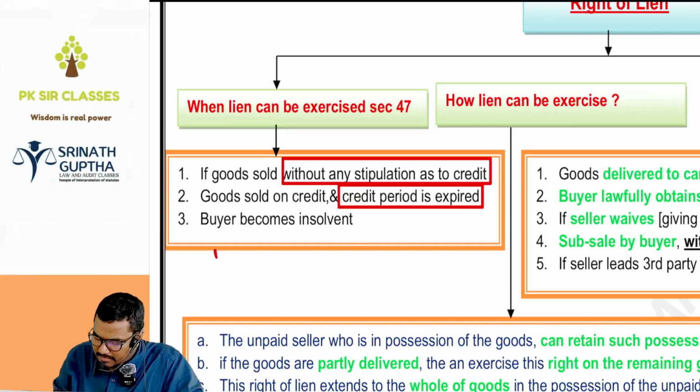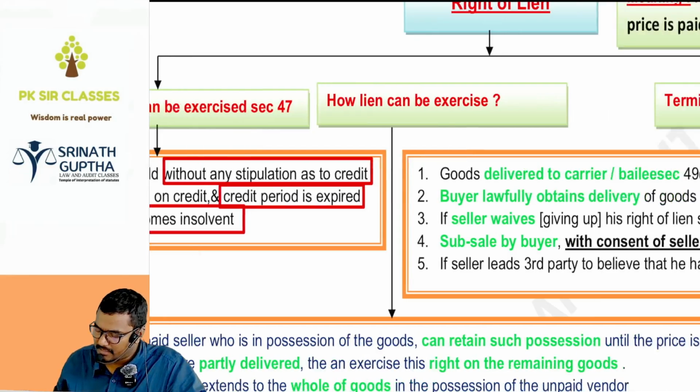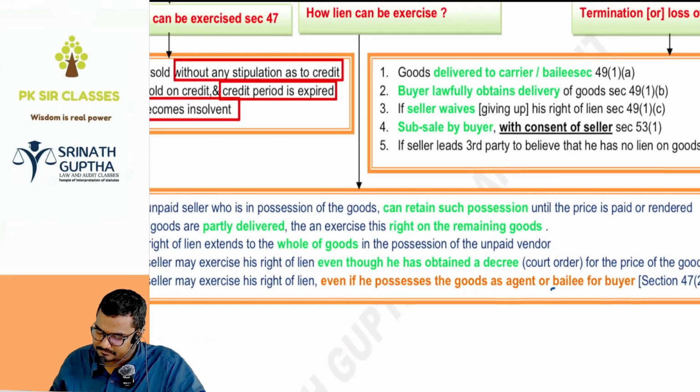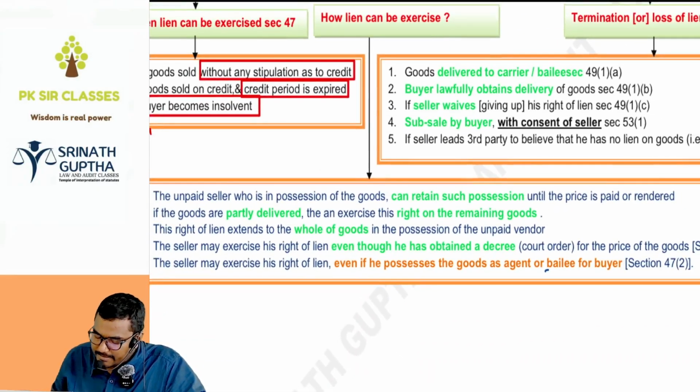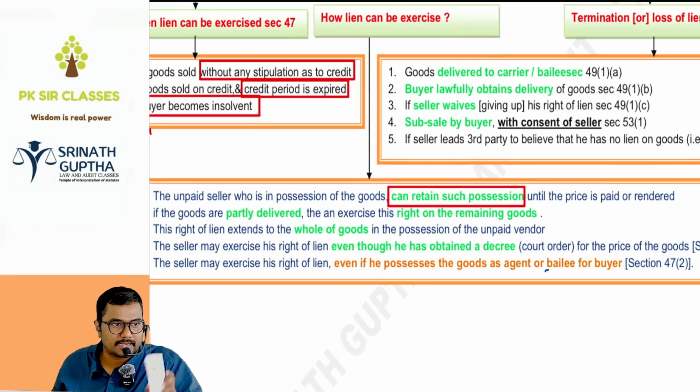And if buyer becomes insolvent, impliedly he is saying I don't have any money. I can exercise the right of lien. And how can it be exercised? By retaining the possession of the goods. So I will not give the remote unless you pay my price.